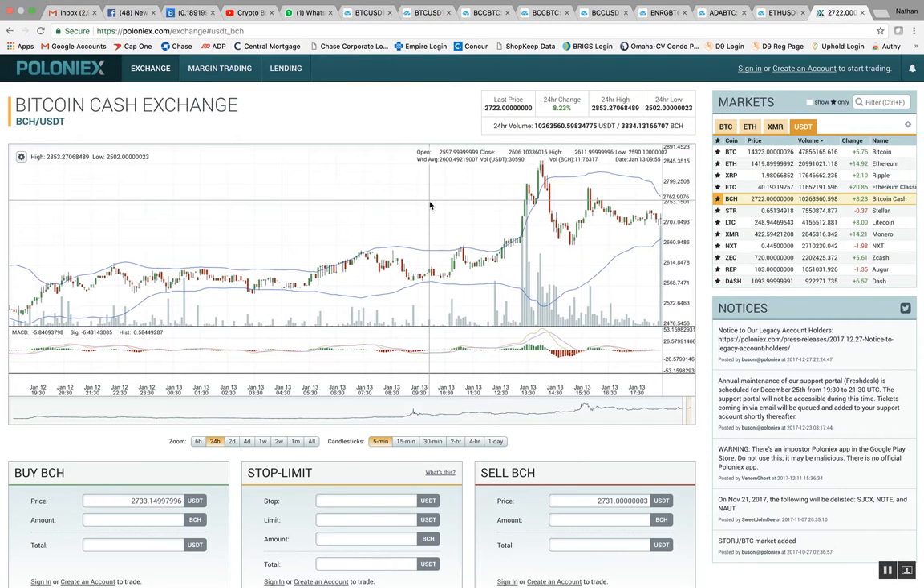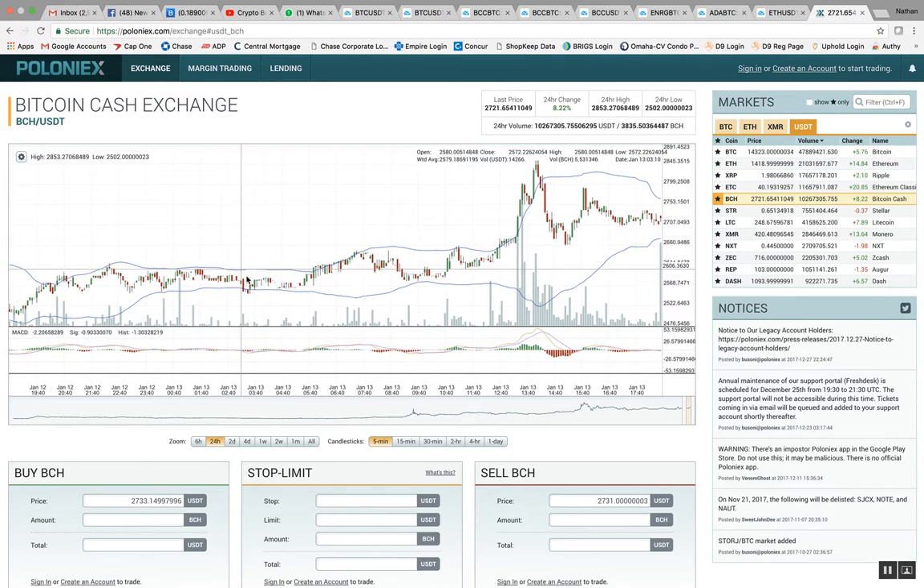So here's Poloniex. You guys could choose to trade here if you want to. You can also trade against Tether. This is Bitcoin Cash against Tether. I've added Bollinger Bands here, the upper and lower blue lines. They're, for all intents and purposes, standard deviation of price action.